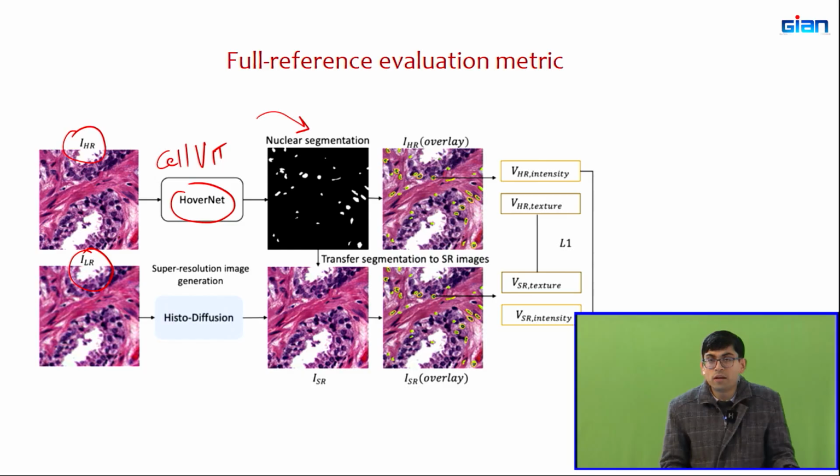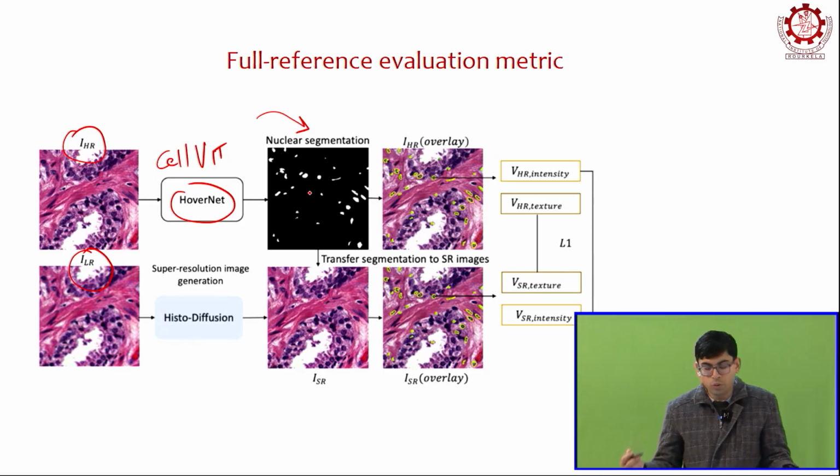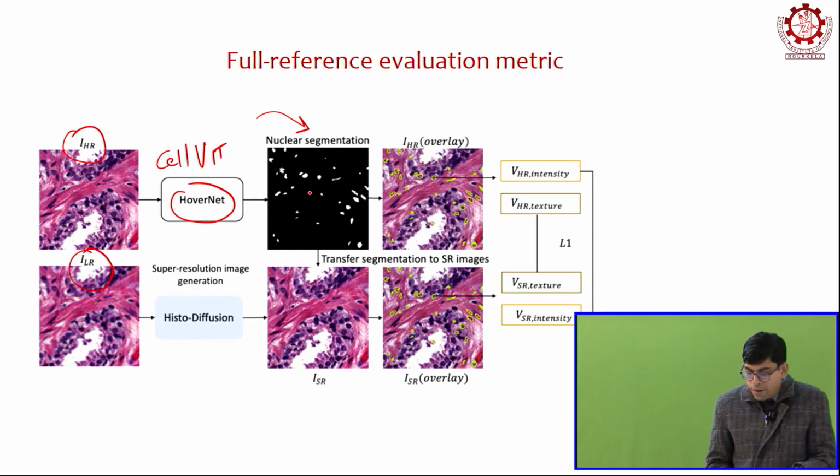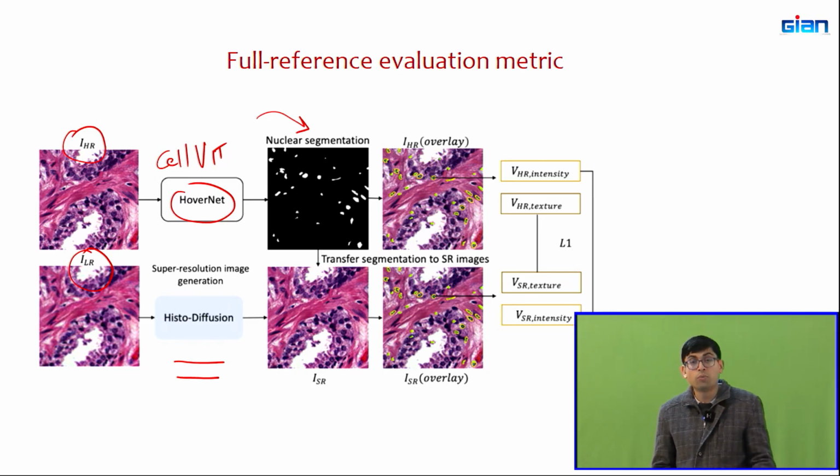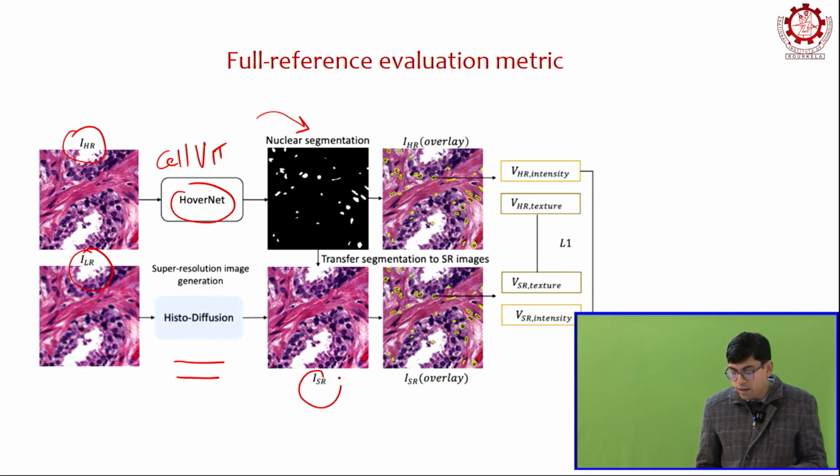So you extract where the nuclei are. The white regions represent the nuclei and the dark regions are essentially the background. And you can overlay the nuclei boundaries on the high resolution image. And then you have your low resolution image. We use our method, which, so this was a previous version, it's called SuperDiff now. We take that method and we super resolve it. So ISR is the super resolved image coming from the low resolution image, right? You can clearly see that this looks very similar to the high resolution image.